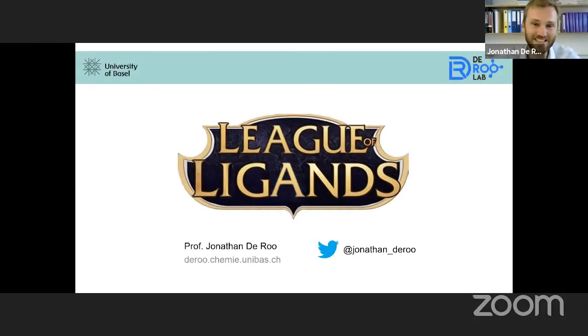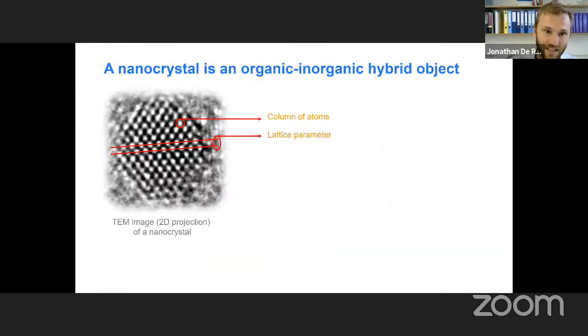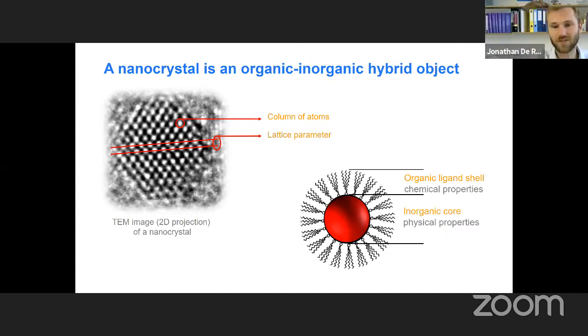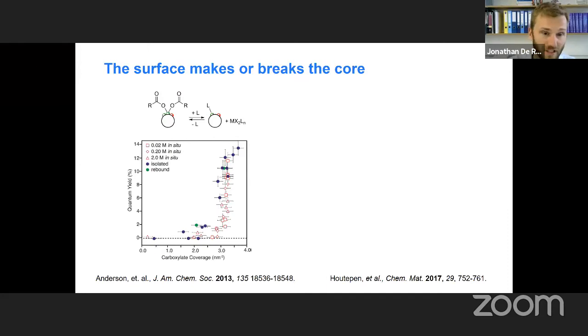So welcome to the League of Ligands. We're going to talk about ligands a lot today because obviously a nanocrystal is partly an inorganic object, and you can look at it under TEM, see all the different atoms of the core, but there is also this layer of organic molecules on the nanocrystal surface that is very, very important. That actually makes or breaks the core.